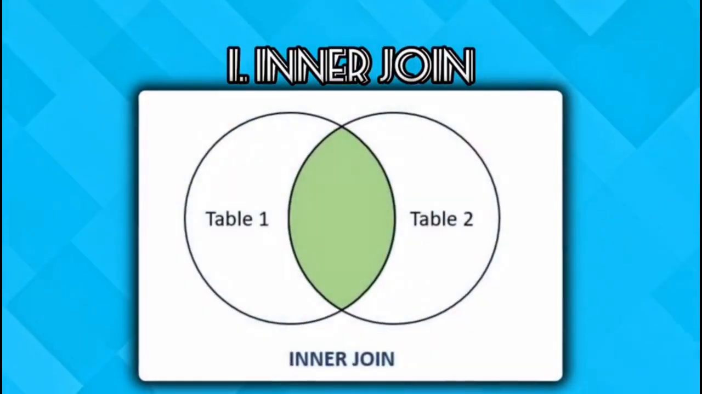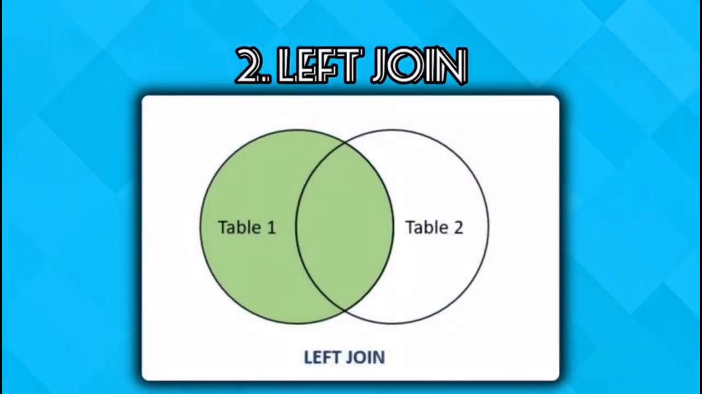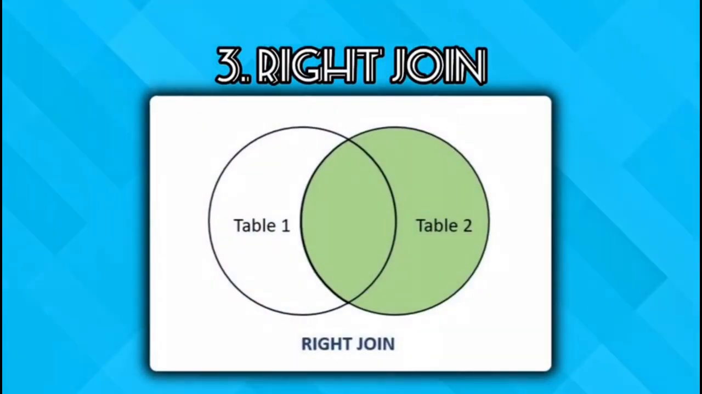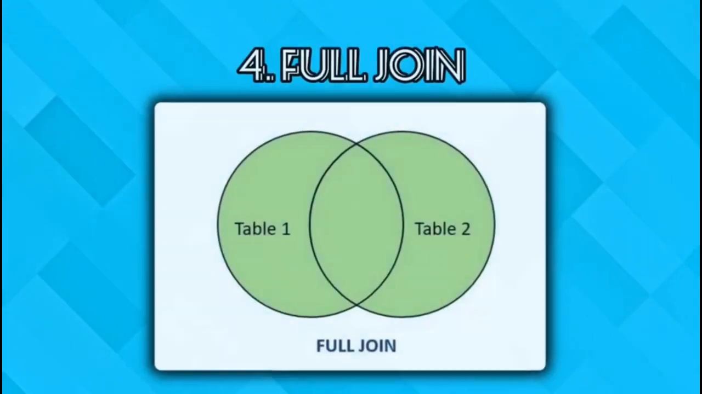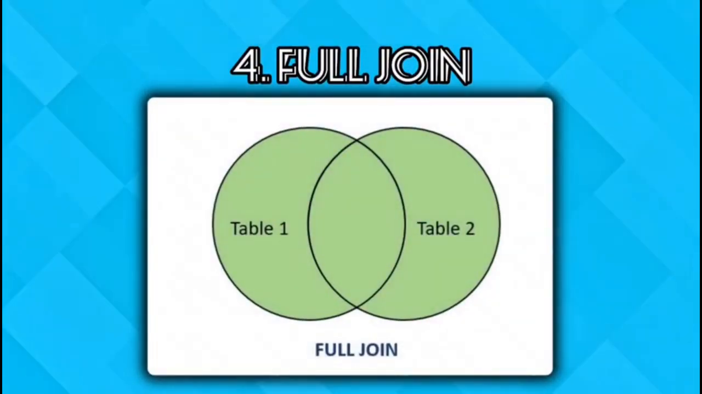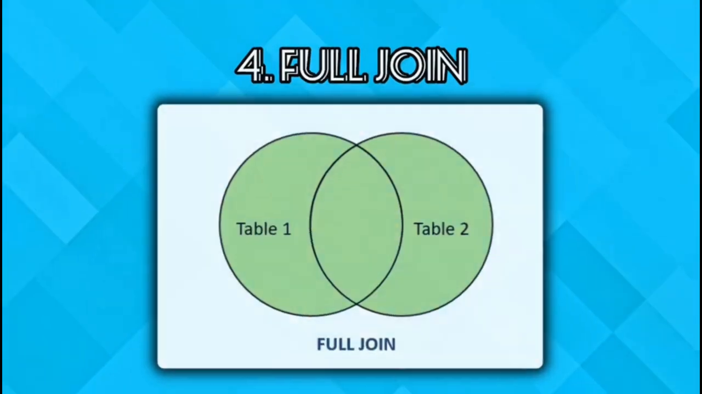Use an inner join when you only want to retrieve records with matching values from both the tables. Use a left join when you want to retrieve all records from the left table and matching records from the right table. Use a right join when you want to retrieve all the records from the right table and matching records from the left table. Use a full outer join when you want to retrieve all records from both the tables, including unmatched records.